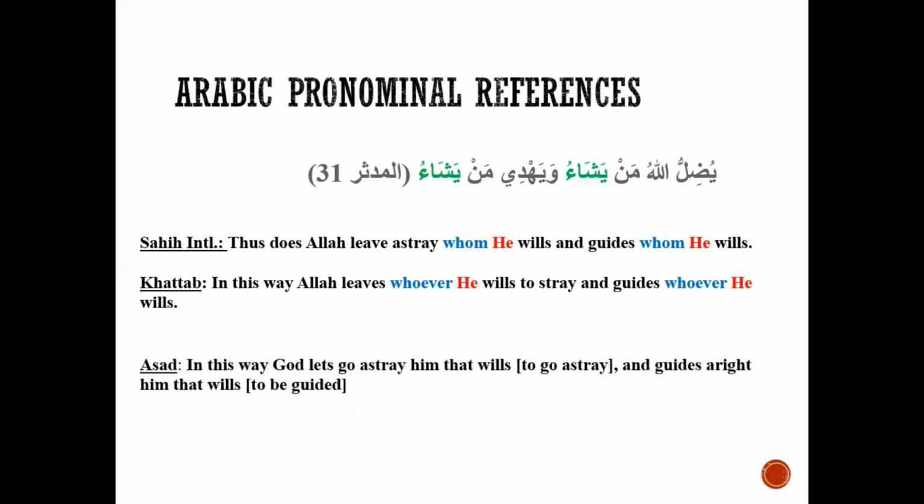But we need to pay attention and be careful to the translation of Asad, who has got another approach. In the translation of Asad, in this way God lets go astray him that wills to go astray, and guides aright him that wills to be guided. So he only opted for one interpretation, that man is the one who goes astray on his own. If he wants to be guided, he will be guided. And if he wants to be misguided, he will be misguided. So, two approaches in the translation of this verse.